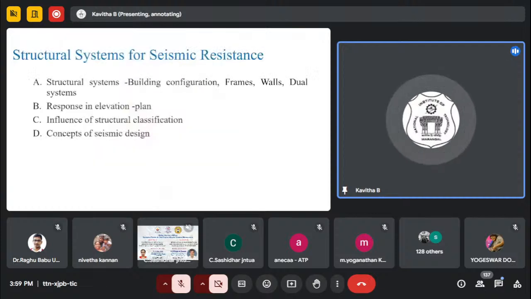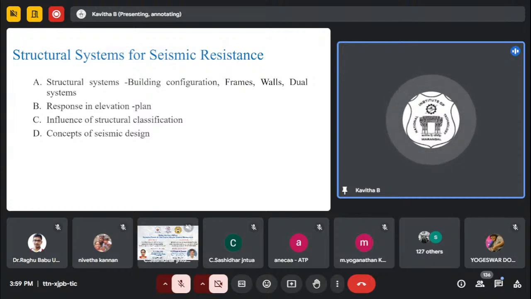Now we will see how to define our structures from the planning level. Once at the planning level you are confident that it is going to resist the seismic waves, you move on to detail: planning, designing, and detailing.